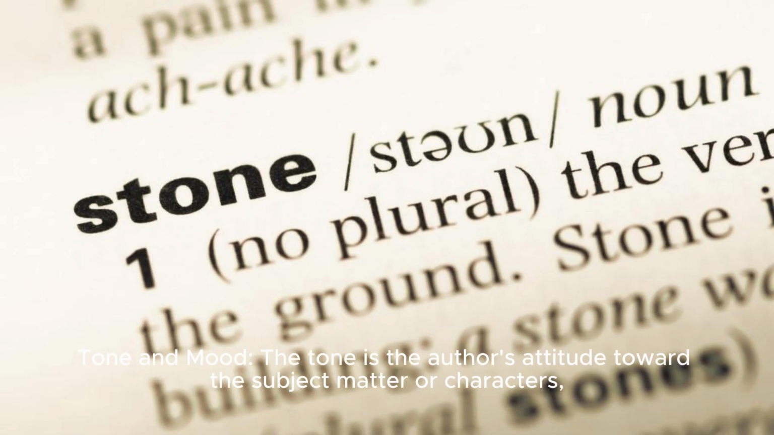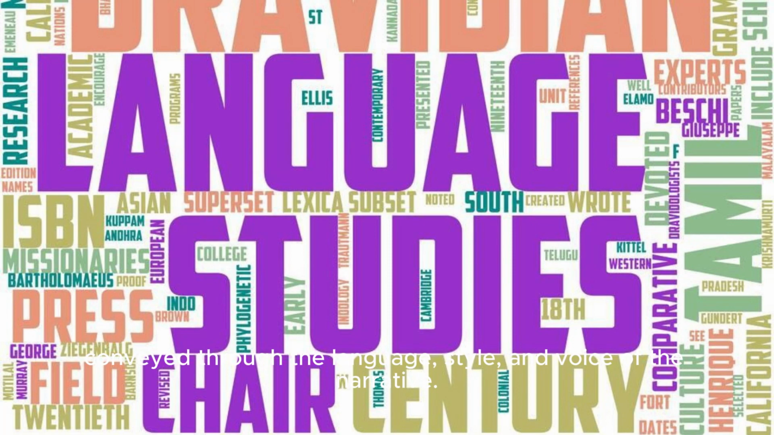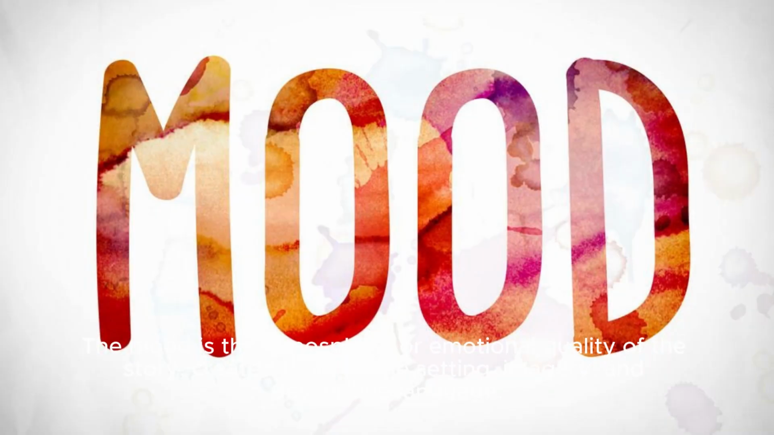Tone and mood. The tone is the author's attitude toward the subject matter or characters, conveyed through the language, style, and voice of the narrative. The mood is the atmosphere or emotional quality of the story, created through the setting, imagery, and descriptive language.